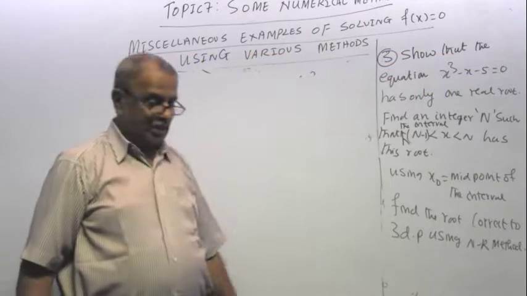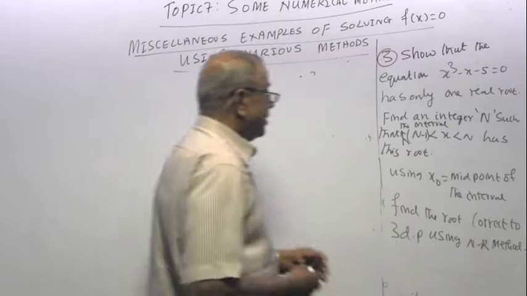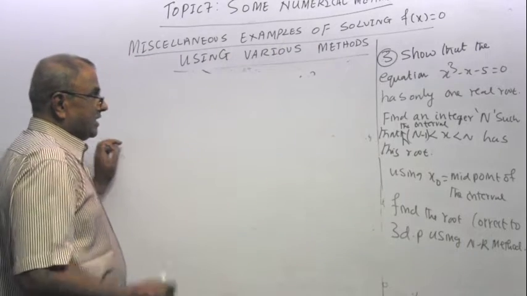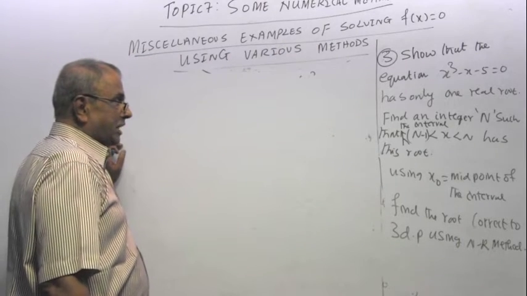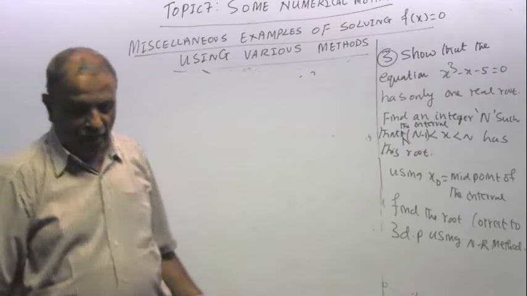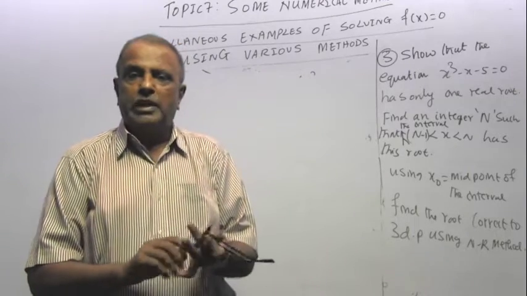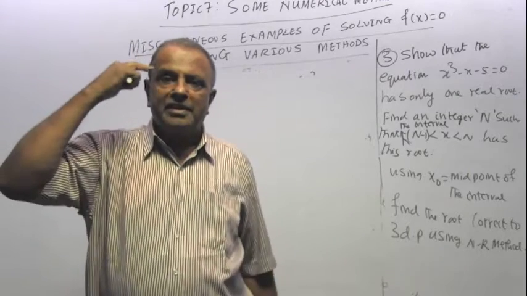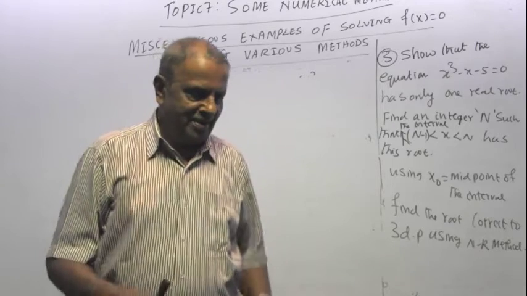Equation 3, question 3 is there. Show that the equation x cubed minus x minus 5 equals 0 has only one real root. Fine. See, this is where you need to use your brains.